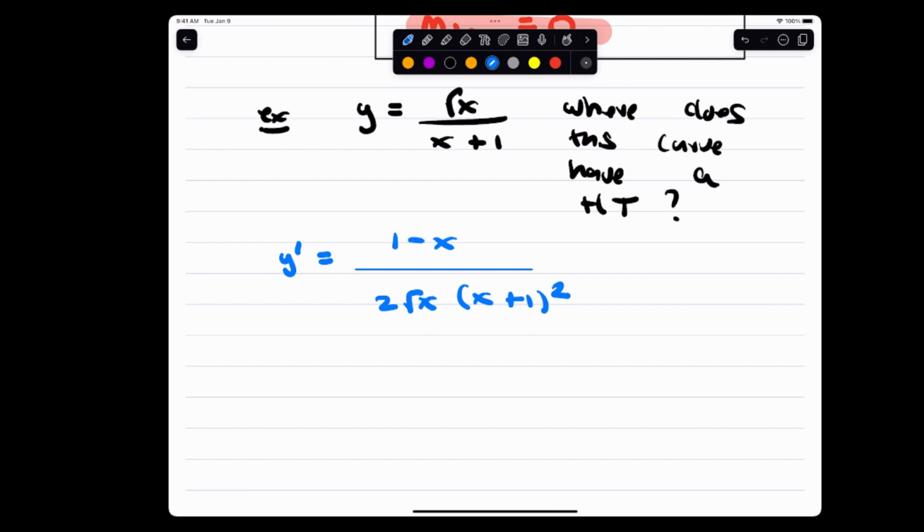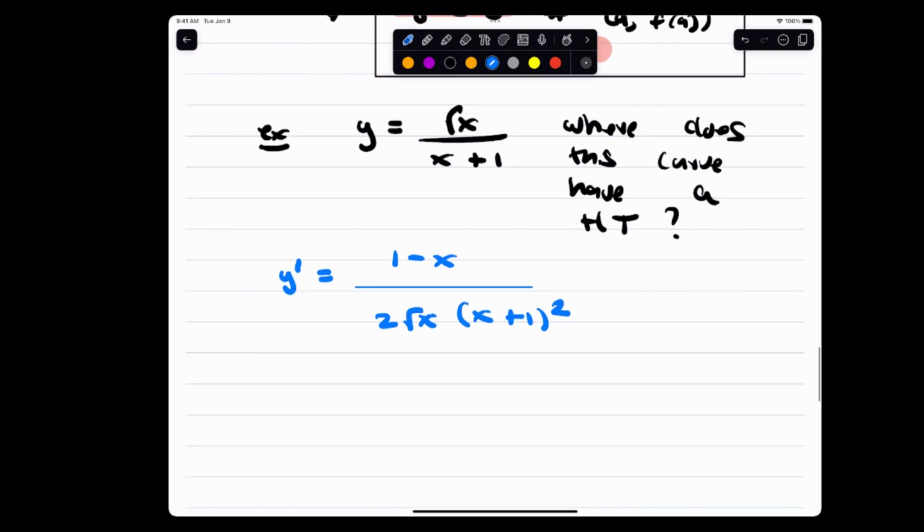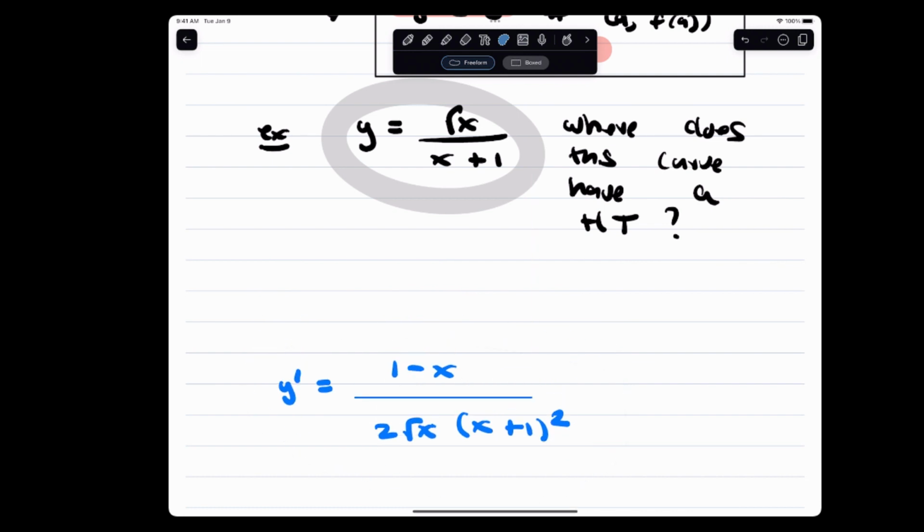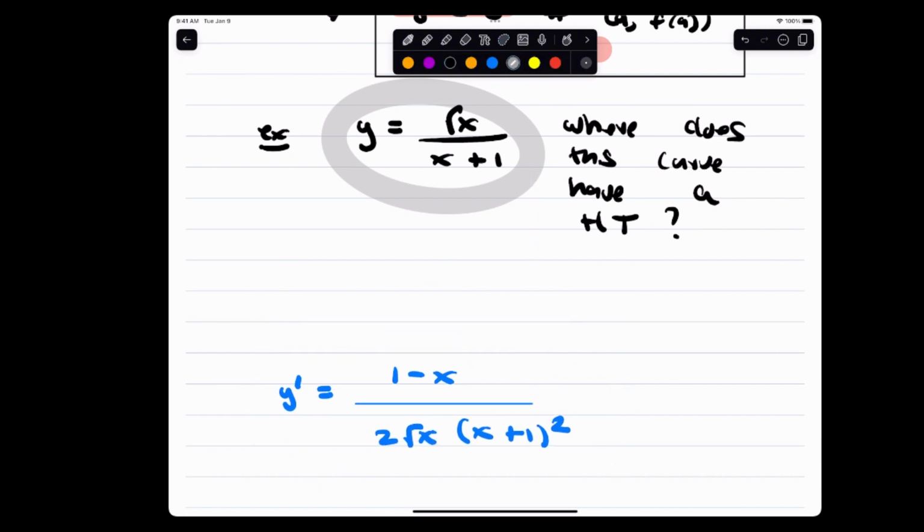I want you to notice a couple of things here, though. Go back to the original curve. What is this curve defined for? What I'm really saying is, what's the domain of that curve? Anybody remember? Because that's going to be something we have to consider. What's your domain? x has to be greater than or equal to 0. What else? x could be 1, but it can't be negative 1.